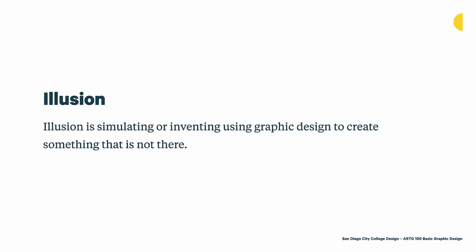Illusion is simulating or inventing, using graphic design to create something that's not there. Again, related to positive, negative space, there's a reason why we've sequenced these things together, but illusion is a very specific way of sometimes using positive, negative space, or a way of manipulating visuals to create, again, something that's not actually on the page.